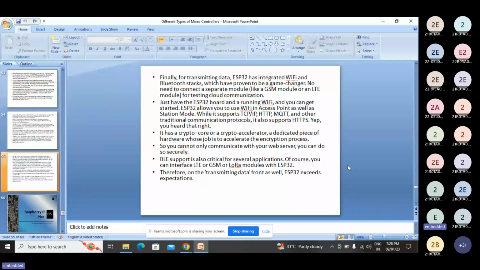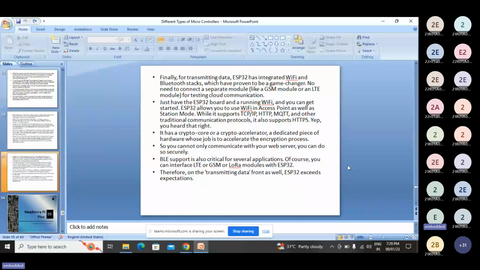ESP32 allows you to use Wi-Fi in access point as well as station mode, while it supports TCP/IP, HTTP, MQTT, and other traditional communication protocols. It also supports HTTPS. Yes, you heard the term. It has a crypto core or crypto accelerator, a dedicated piece of hardware whose job is to accelerate the encryption process. So you can not only communicate with your web server, you can do so securely.